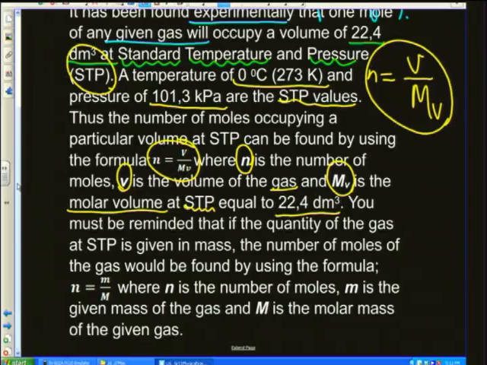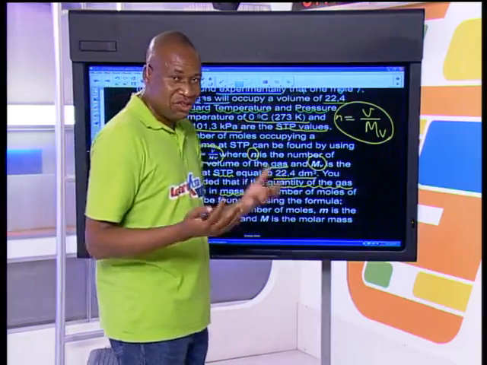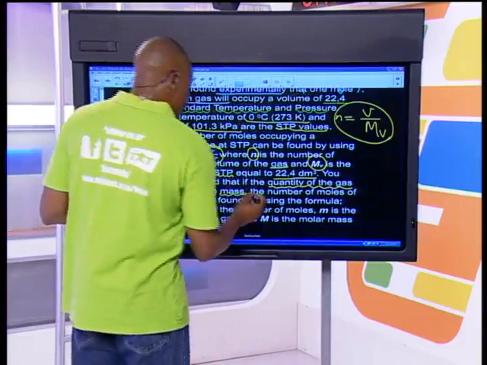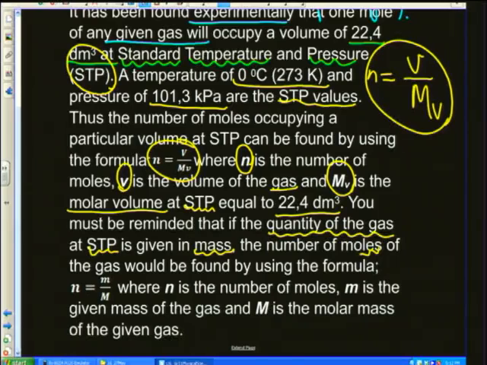You must be reminded, though, that if the quantity of the gas at STP is given in mass, so much of the gas in grams this time, how are you going to work out some of these problems? You would need to know that the number of moles from that given mass can be found using the formula: number of moles equals given mass divided by the molar mass, capital letter M for molar mass.